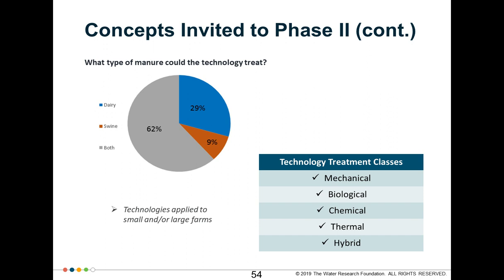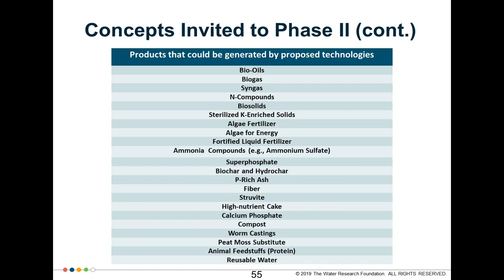Out of those concepts that we invited into phase 2 of the challenge, this just gives you an idea of what sort of technologies came in, very broadly speaking. Some technologies that could treat dairy specifically, fewer that could treat swine specifically, but a number of technologies that were identified as being potentially adaptable to both dairy and swine manure. We saw all of the major treatment technology classes represented, so mechanical, biological, chemical, thermal, and hybrid systems, and we saw technologies that could apply to very large farms and very small farms and anything in between.